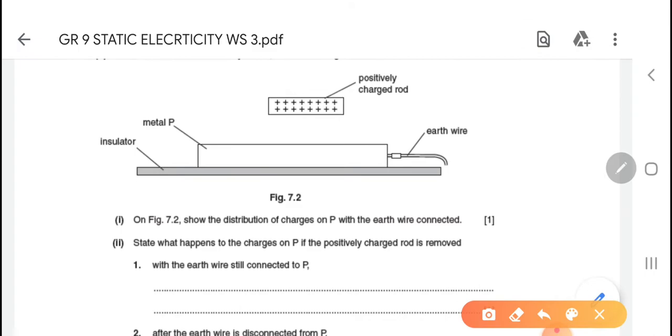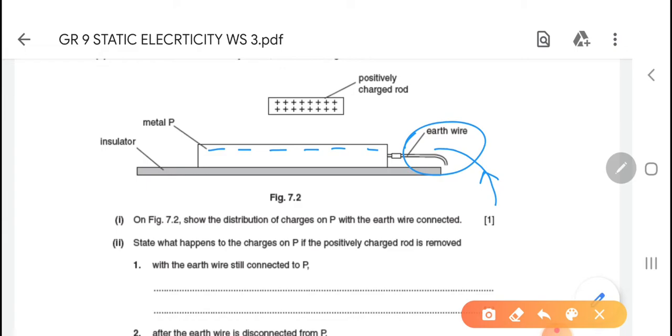So here is an earth wire connected. On figure 7.2, show the distribution of charges on P when the earth wire is connected. So when the earth wire is connected, the negative charges will still remain at the top, but the bottom part is positive. To neutralize that part, electrons will move from earth and neutralize the bottom part of the metal plate. So the bottom part of the metal plate P is now going to be neutral, the upper part is still negative. So this is going to be our diagram when we connect an earth wire.